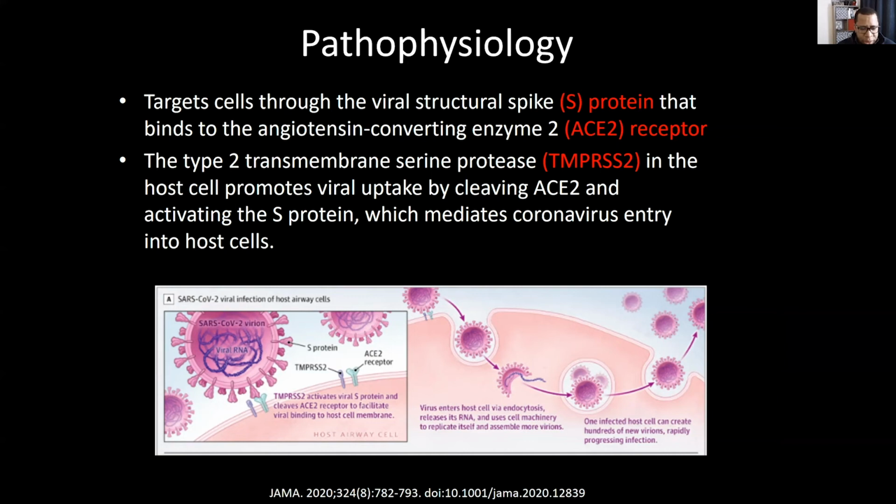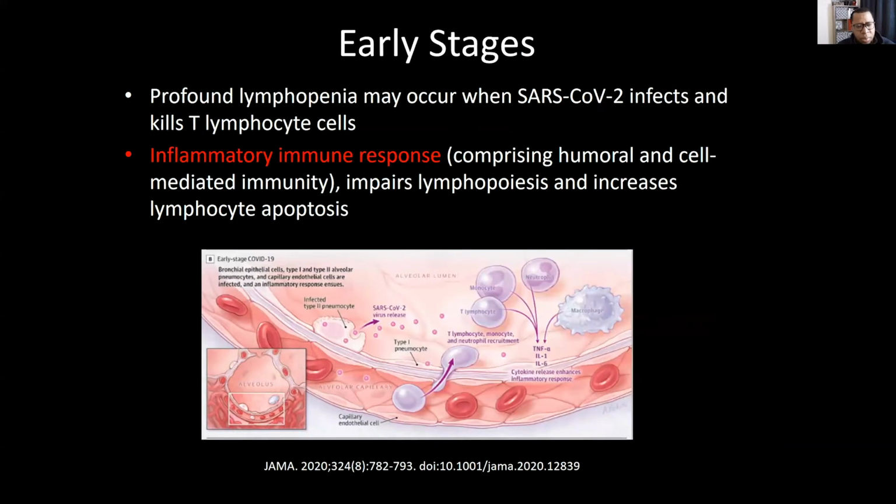So here, as we see, the SARS-CoV-2 virus gets into the host cell via endocytosis, releases its RNA, and uses the cell machinery to replicate itself and assemble more variants. And then it leaves the cells and affects other cells.